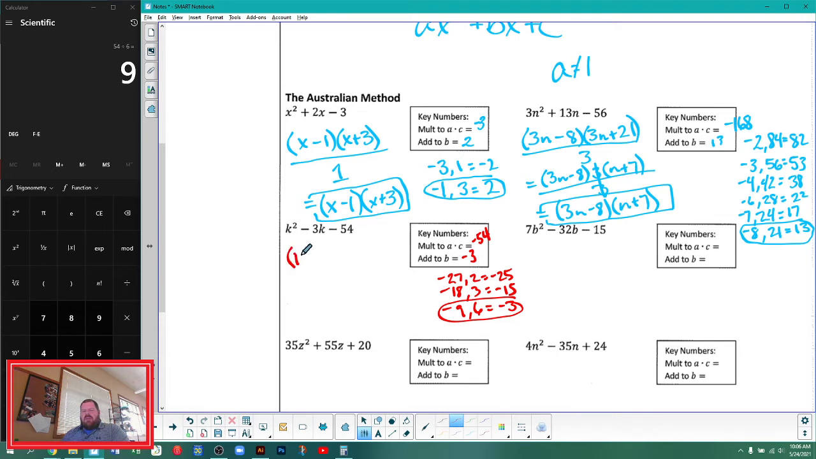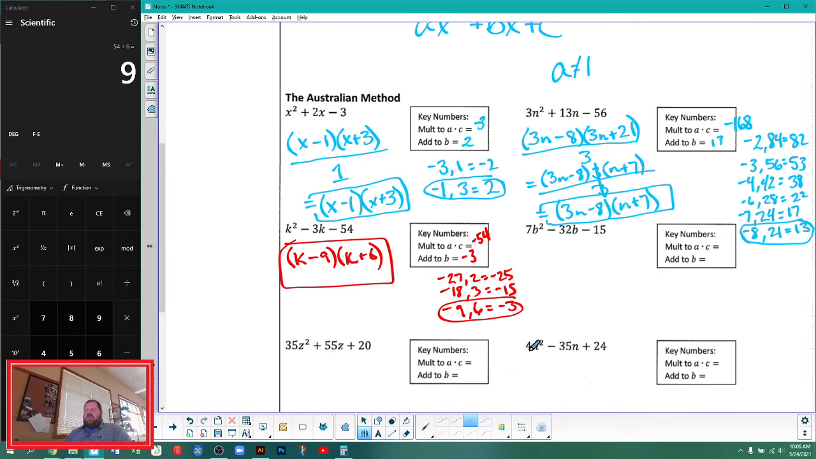So we have k minus 9 and k plus 6. And again, in the Australian method, you'd say, okay, divided by 1 because the leading coefficient's 1, but that doesn't really do anything. Dividing by 1 doesn't change anything, and I have no common factors in my two sets of parentheses.